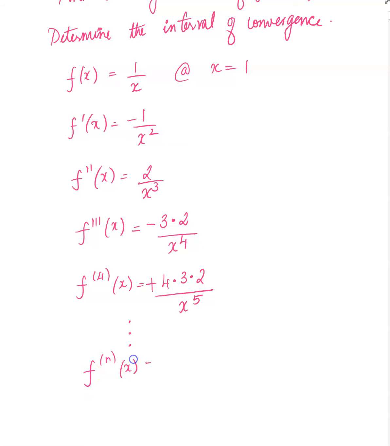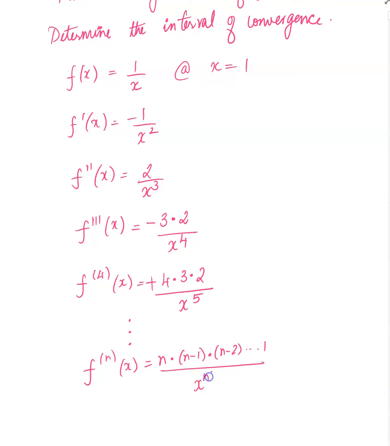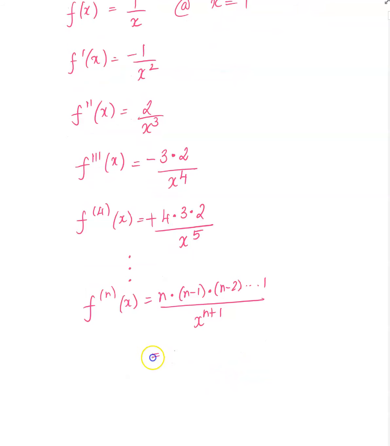If I were to expand this, this comes out as n times n minus 1 times n minus 2 times 1 over x power, it's 1 more than the n. This is the same as n factorial over x power n plus 1.